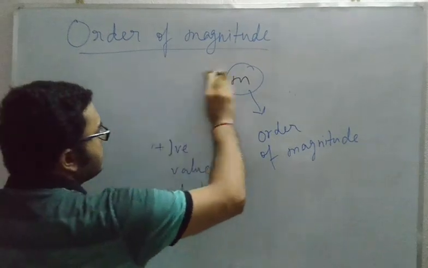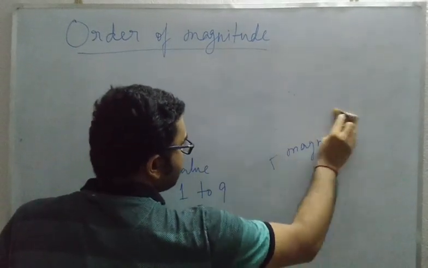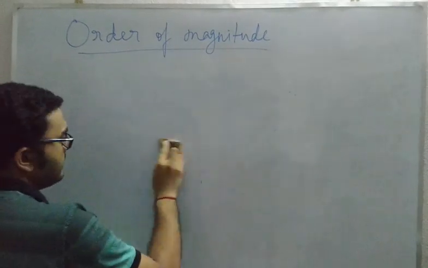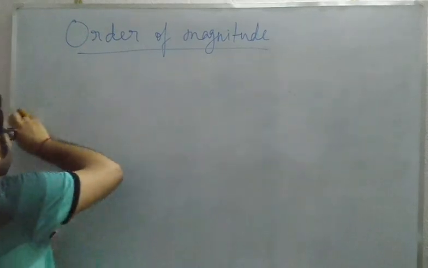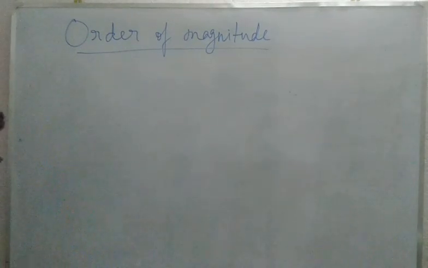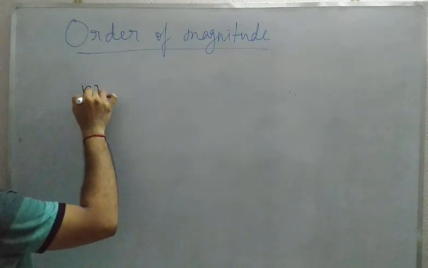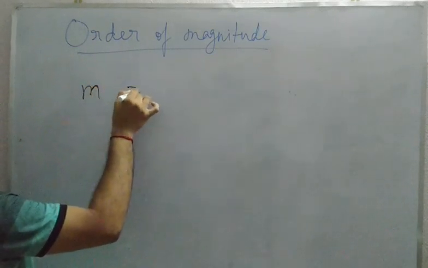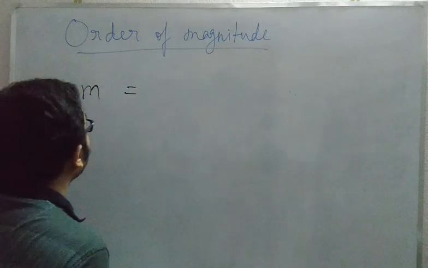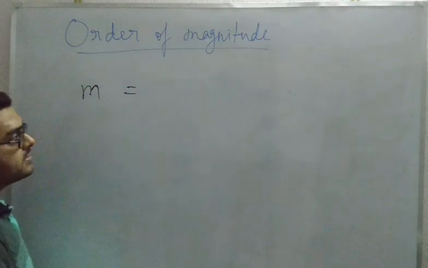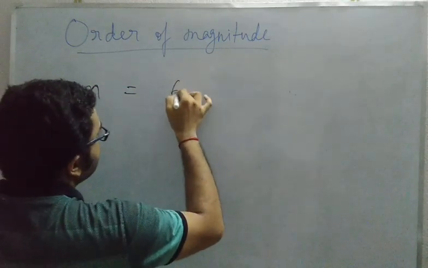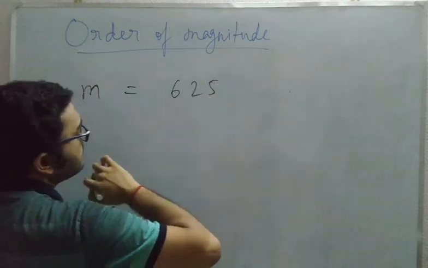Say I take a physical quantity. Say again I am taking the mass of an object. I am referring to the mass of an object. Okay. So let us see. I have the mass of an object, m equals to, let us say, 625. Okay.